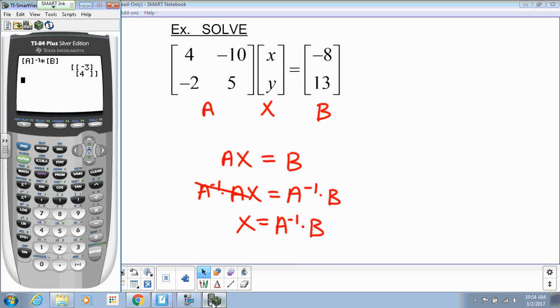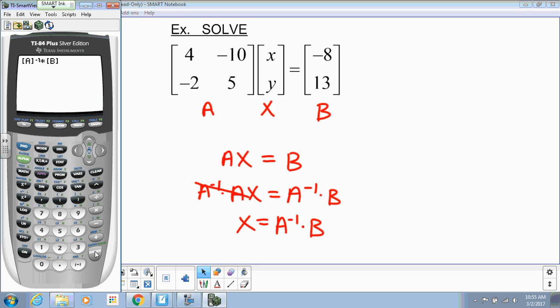Okay, so let's type these in. So edit. Okay, and now B. Okay, then you want to do A inverse times B.